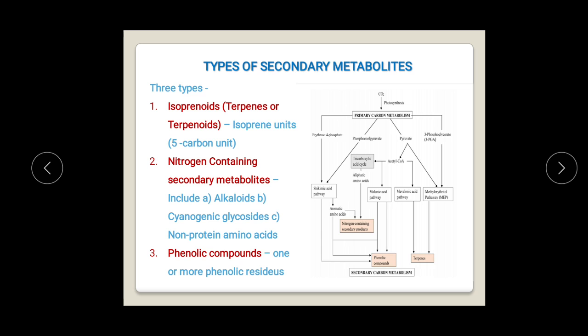Okay, so basically three types of secondary metabolites are present: isoprenoids or terpenes or terpenoids, then the nitrogen containing secondary metabolites, and the phenolic compounds. And all the pathways are given in this diagram, so you can refer to that.